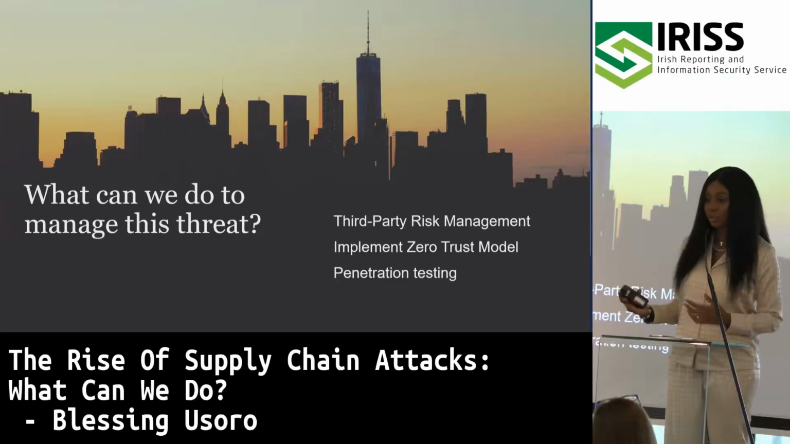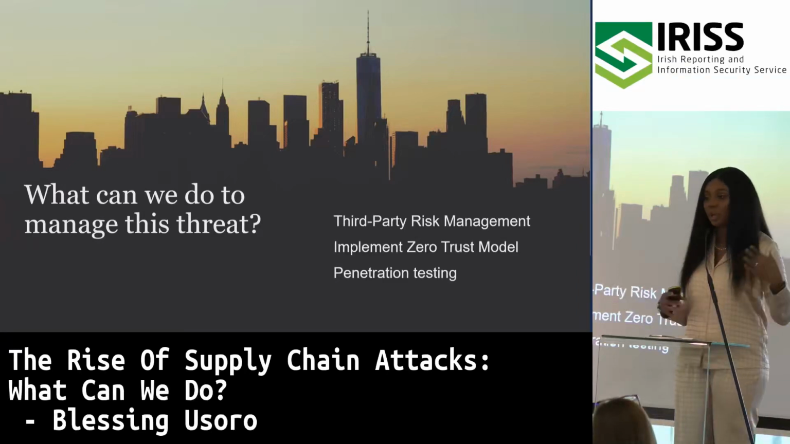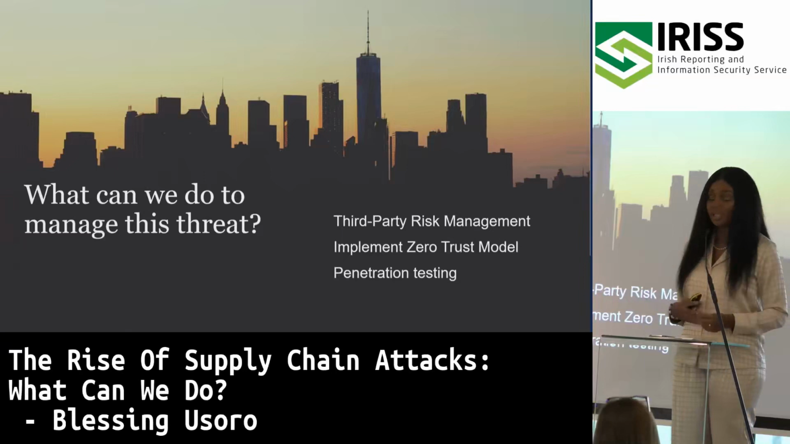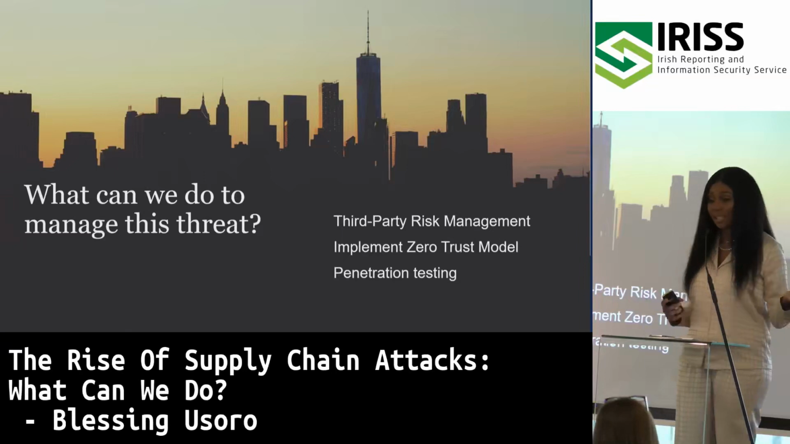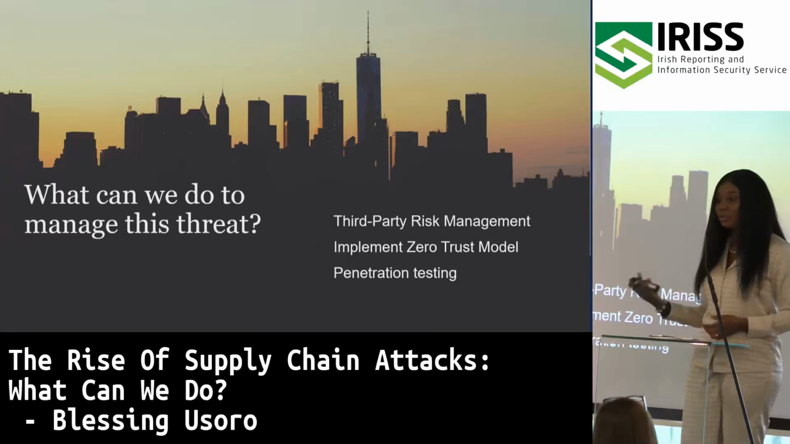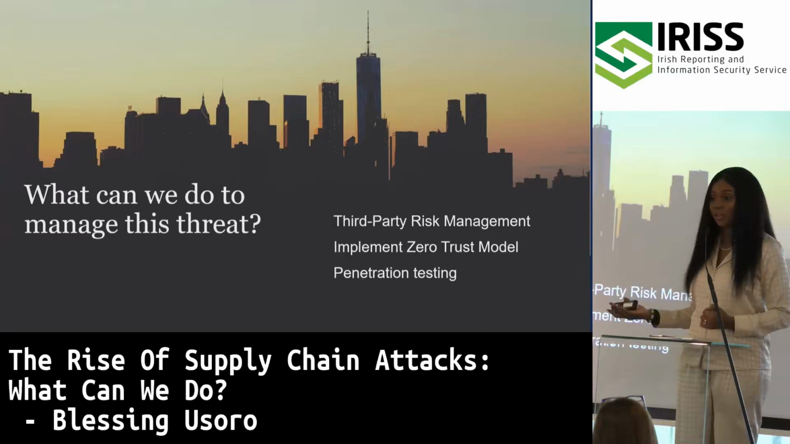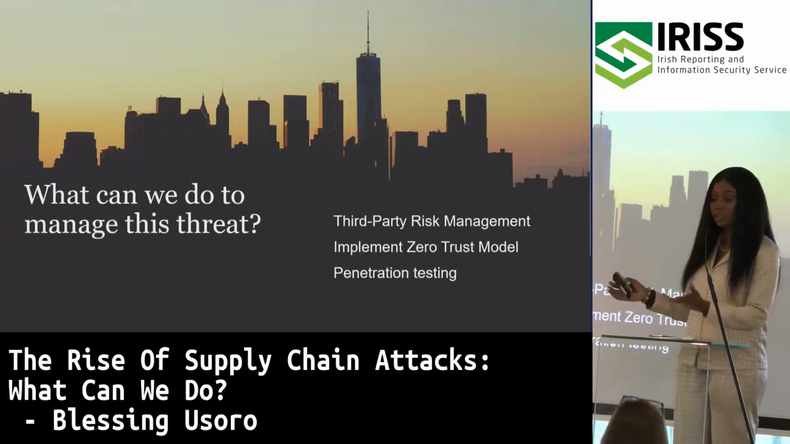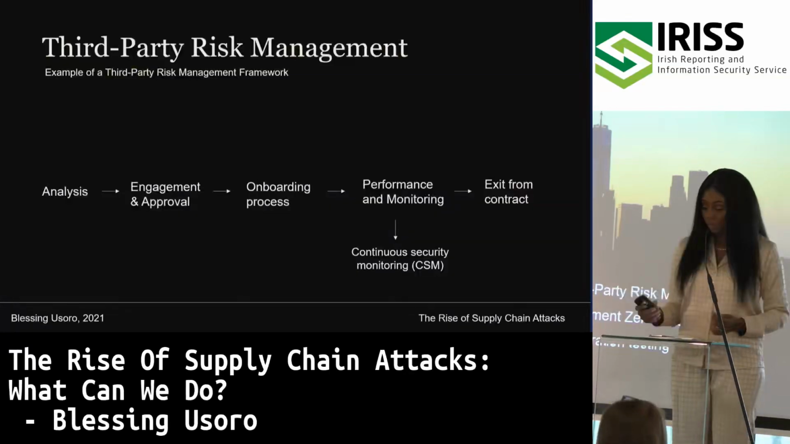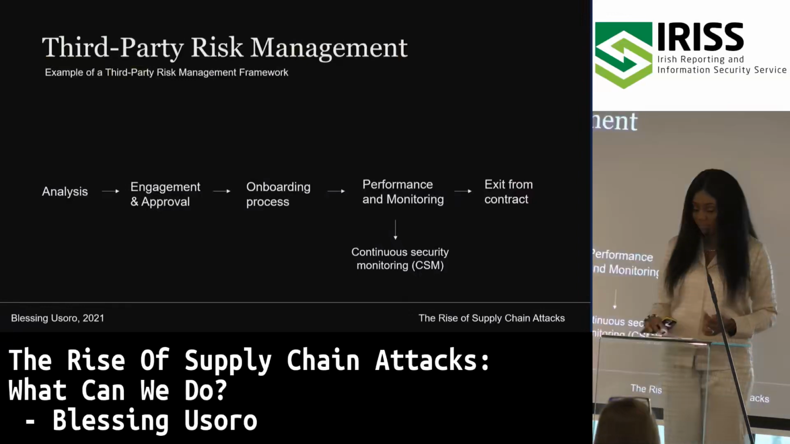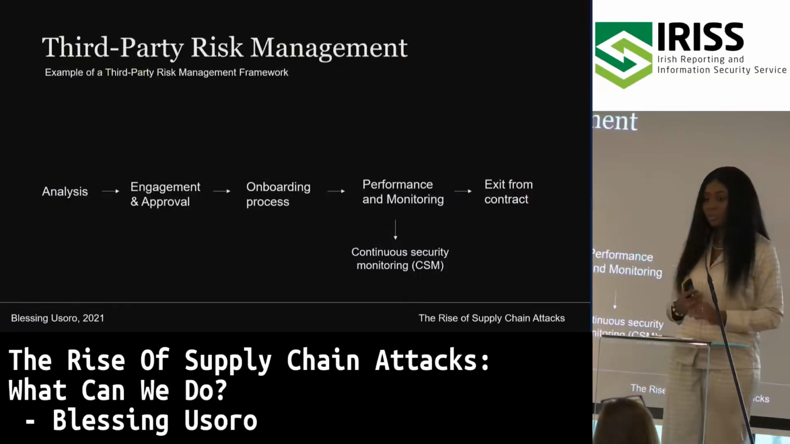Even if it's the cafeteria, for example, that's a supply chain, because they have access to your building. Do they provide PPE materials for you? That's a supply chain, whether or not you service the medical area. So third-party risk management. Example of a third-party risk management framework.